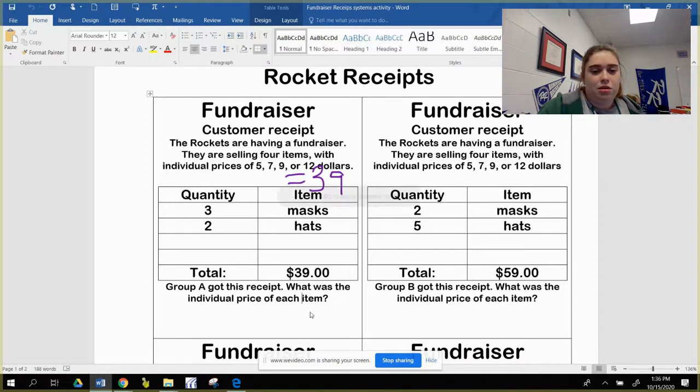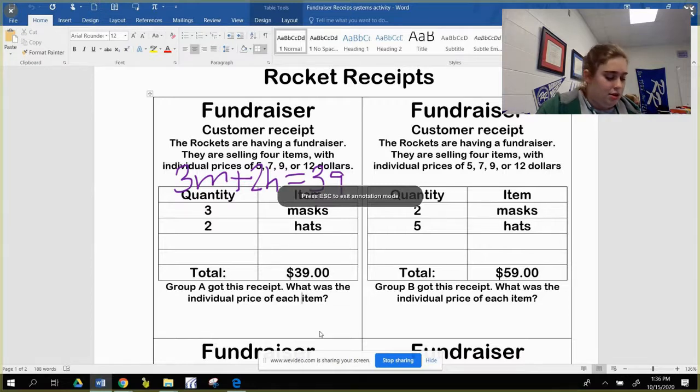be M. That's going to be multiplied by 3 because we have 3 of those, so 3M. And then we're going to add on how many hats we have. So we'll use H for the hats, and we have 2 of those, so 2H. Okay, and those are the only 2 items that we have on this receipt. So that is our equation for the top left one.